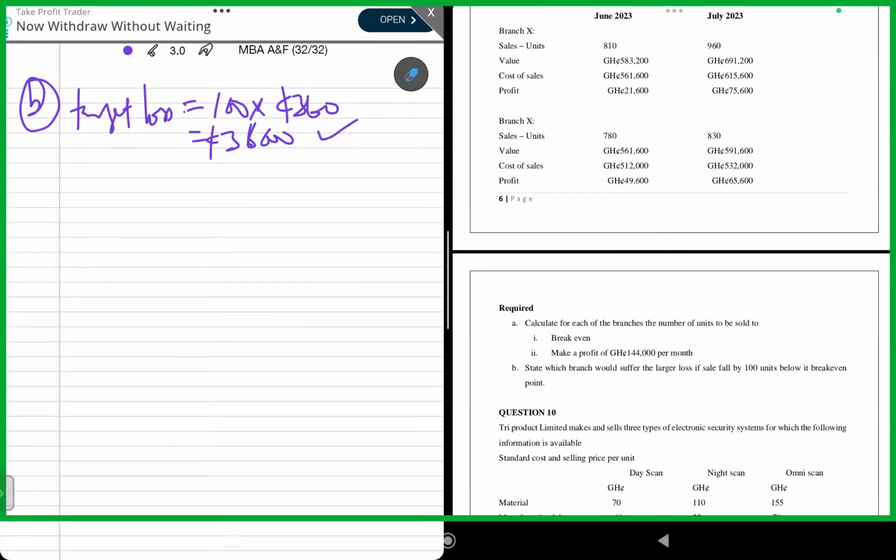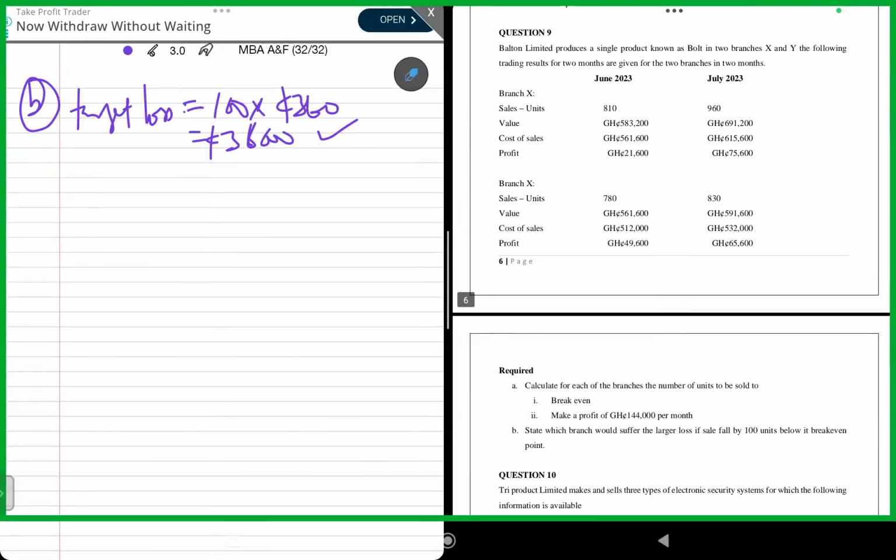It says state which branch will suffer the larger loss. So the target loss for branch X is 36,000. When you find the contribution margin for branch Y, you just multiply it by 100. The values you obtain, you compare. The one which has a greater loss, you say is branch X or branch Y. Are we okay? Yes. That's it. We are done.